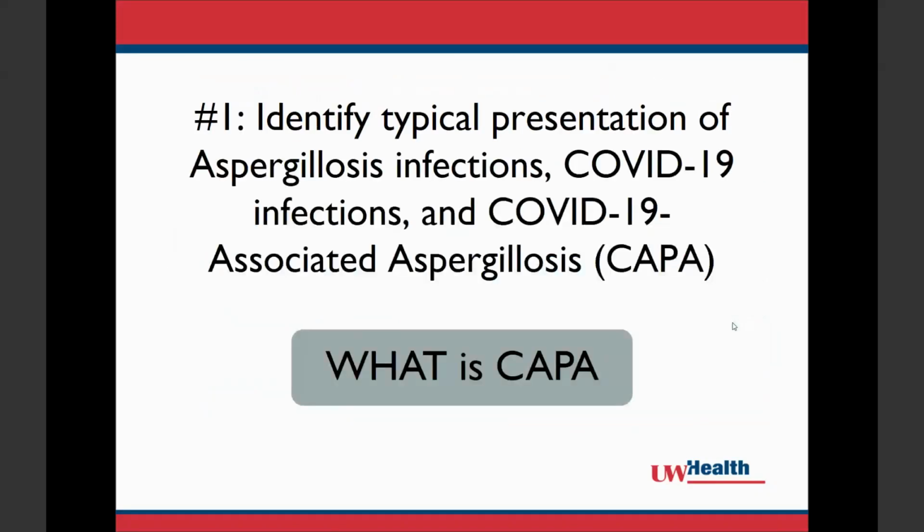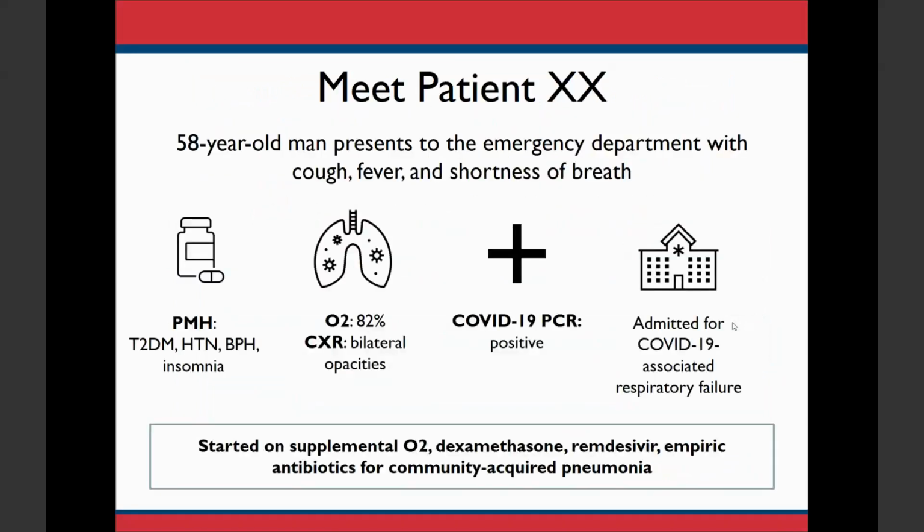So let's jump into the first learning objective of identifying the typical presentation, thinking about what is CAPA. We're going to start with a patient case to help guide us through the presentation. Our patient, we'll call them patient XX, is a 58-year-old man who presents to the emergency department with cough, fever, and shortness of breath that's been going on for a couple days. His past medical history is significant for type 2 diabetes, hypertension, BPH, and insomnia.